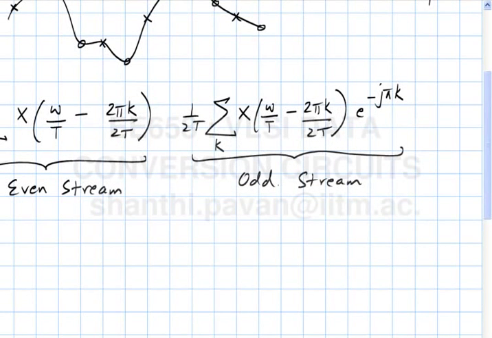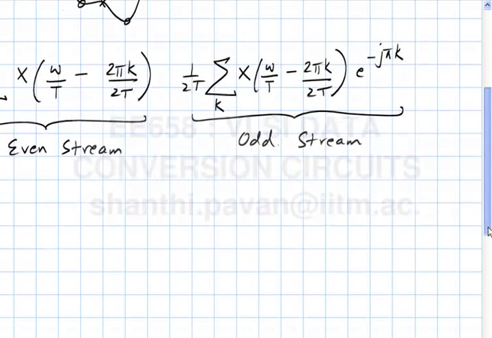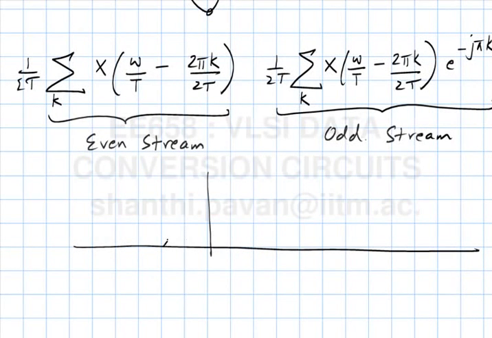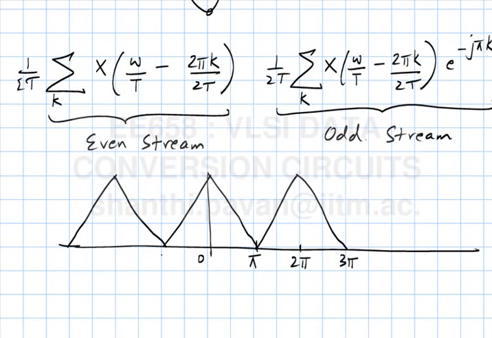And the bottom line was that you are sampling the input signal at a rate of 1 over 2T on each stream, so there will be aliasing error incurred on both paths. However, when you add the two spectra together, the aliasing error gets cancelled. The spectrum of the even stream is something like this. Last time we saw this was pi, then 2 pi, 3 pi and so on, and this is minus pi, minus 2 pi, minus 3 pi and so on. So you also have an alias term like this and an alias term like this and so on.